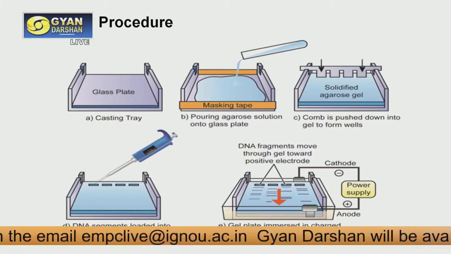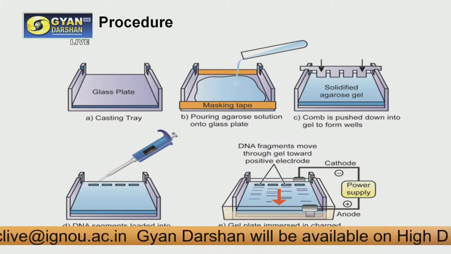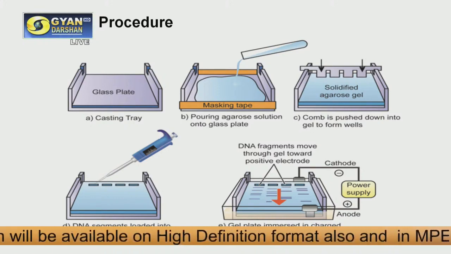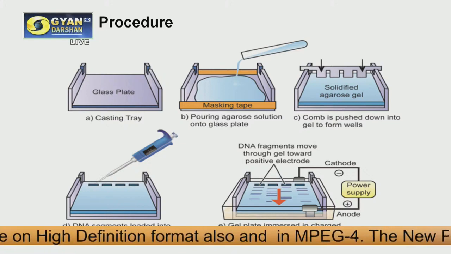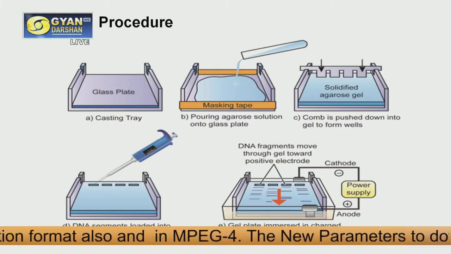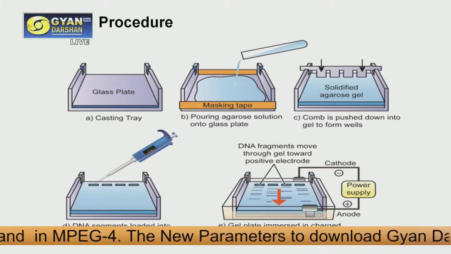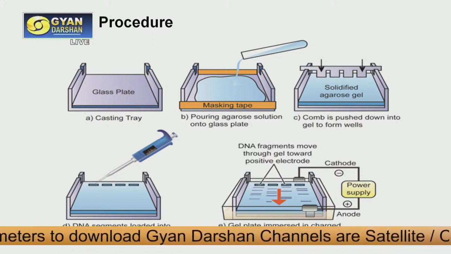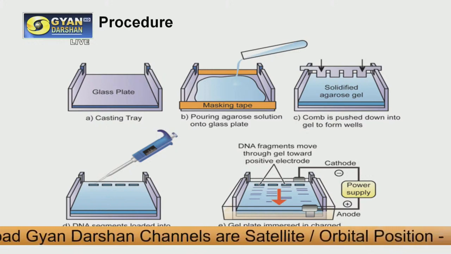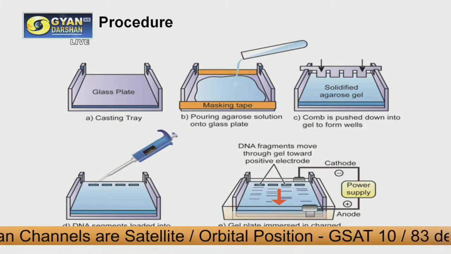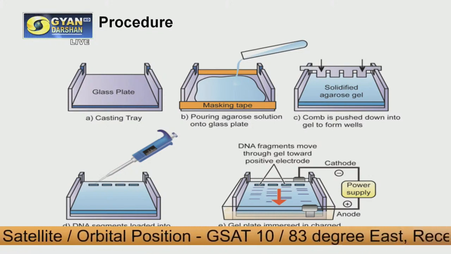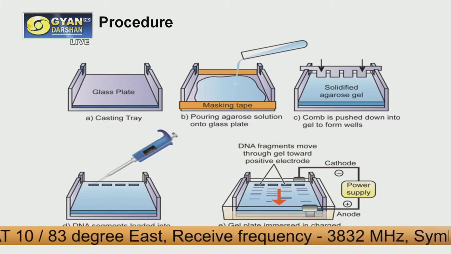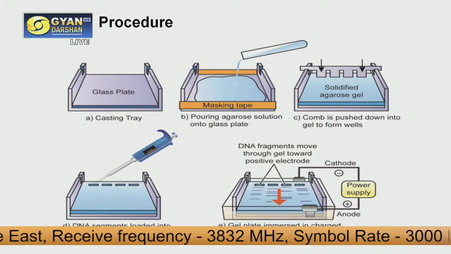You have to place a comb because you have to create the wells. And after the gel has solidified, you remove the comb so that in number D you can see the wells are created. And then using that same micropipette, you have to load the DNA sample. But you have to mix the DNA with a tracking dye, gel loading buffer. You have to use a gel loading buffer, and you have to mix the DNA with the gel loading buffer. I am coming to the composition of the gel loading buffer.